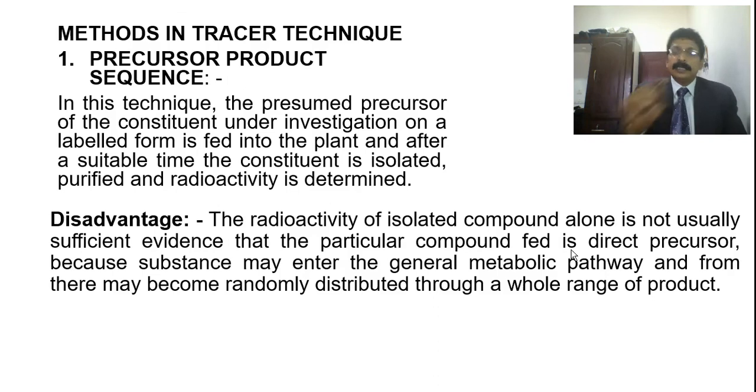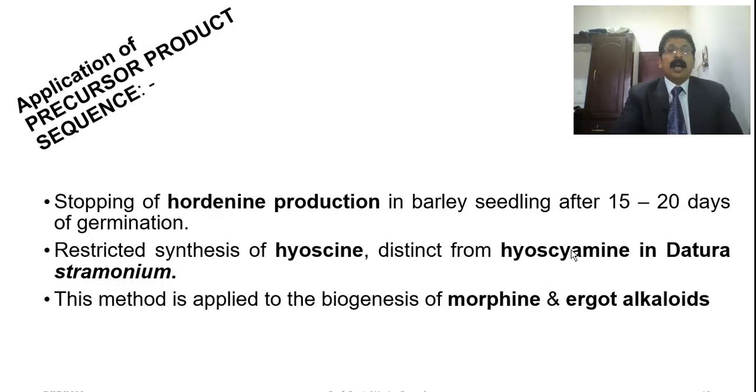So that is the disadvantage in this experiment. An example application of the precursor product sequence is stopping of hordenine production in barley seedlings. They observed barley seedling production in 15 to 20 days of germination. They stopped the hordenine production and restricted the synthesis of hyoscine. Hyoscine is a main constituent present in Datura and distinct from hyoscyamine in Datura stramonium.